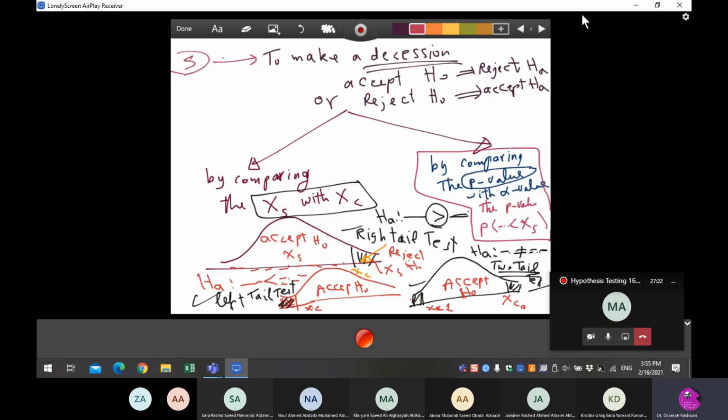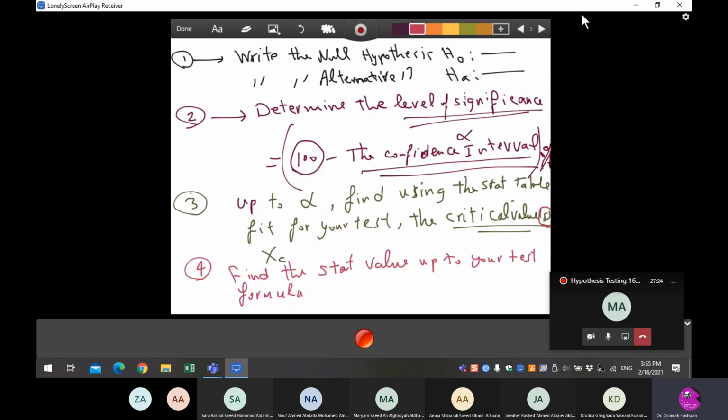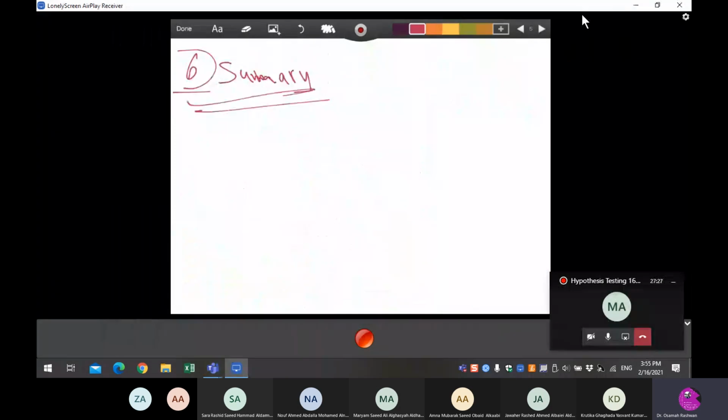Let's start. I'm repeating these steps because all the time you will go for the same steps, right? So what we have to mention again and again is hypothesis testing. We know what it means, hypothesis testing, and what the steps are for this.